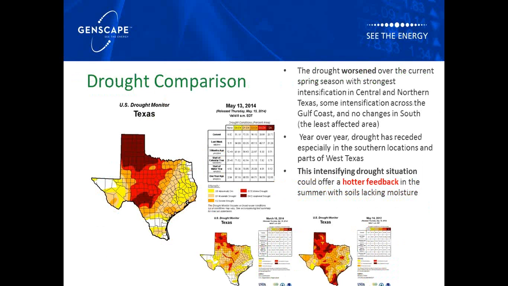Okay, so this is the drought monitor across all of Texas. Right now, drought conditions exist in 91% of Texas, down from about 96% at this time last year. We do have exceptional drought in 2 particular areas, the Panhandle and western Texas along the Mexican border.